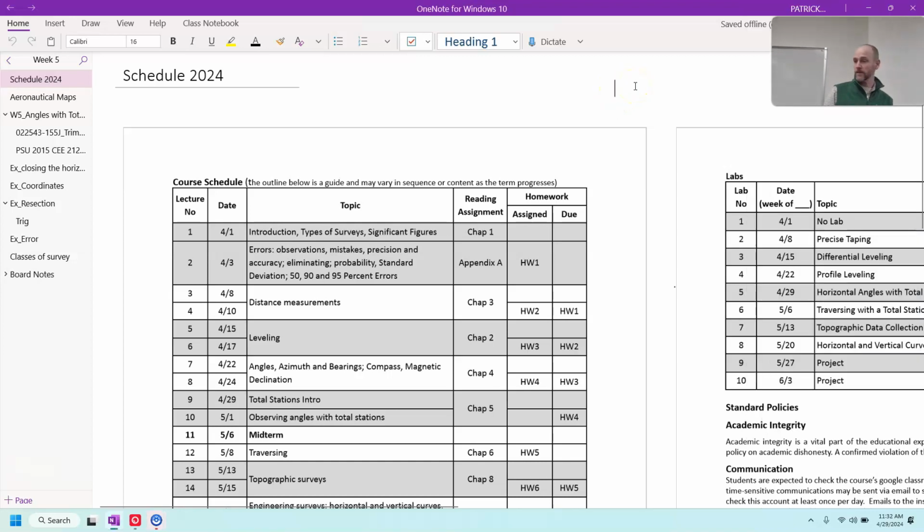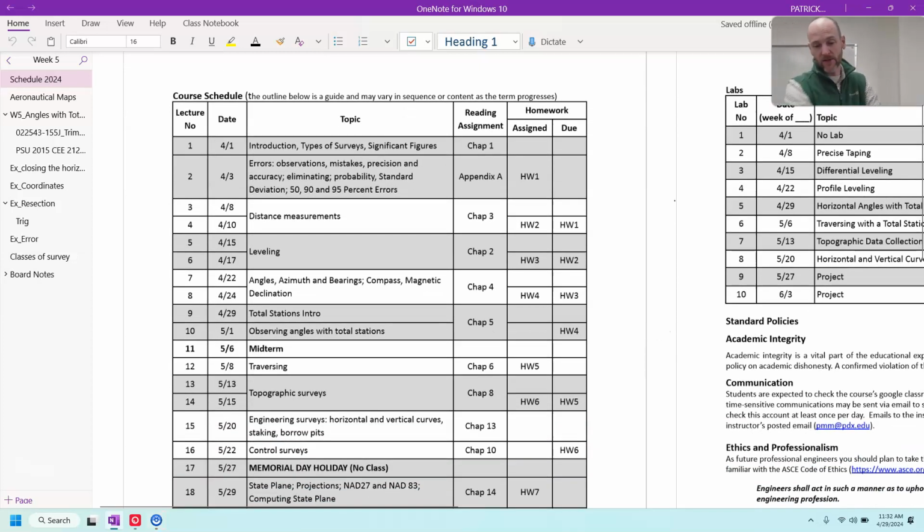All right, so just a reminder where we are as far as schedule, that a week from today will be your midterm. So kind of covering everything through today's lecture, homework 1 through 4. So we started out week one with looking at measurements and errors and quantifying that. Then we looked at distance measurements. First part of the week was taping and corrections with taping, and then electronic distance measurements. We'll see today with the total station how we utilize those in practice as far as the EDM.